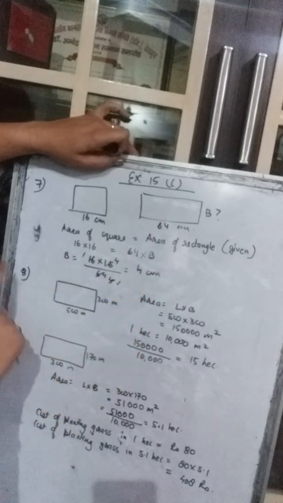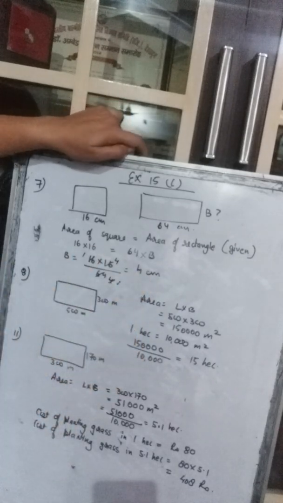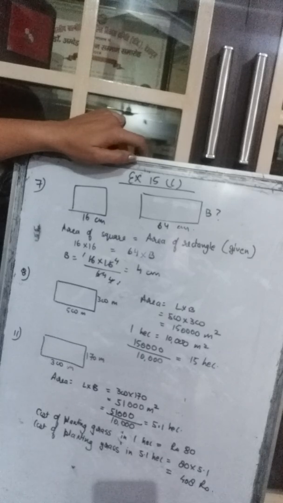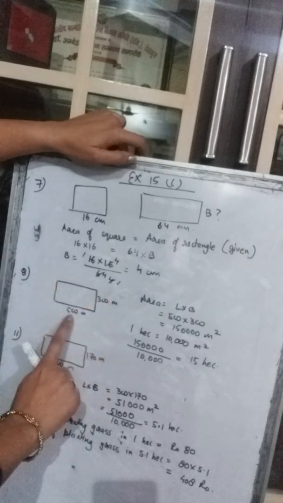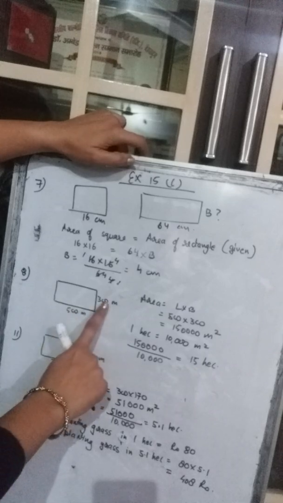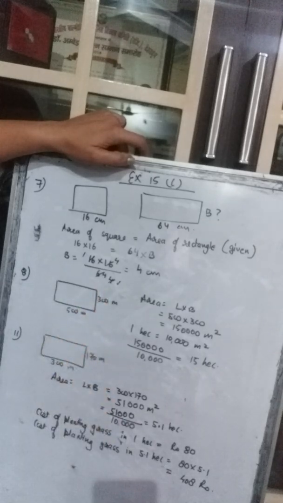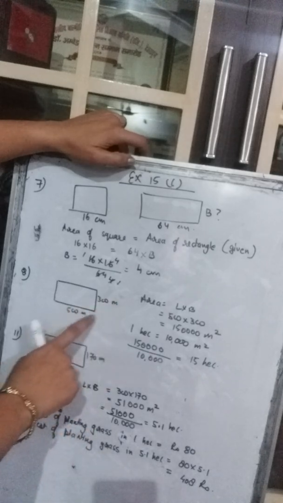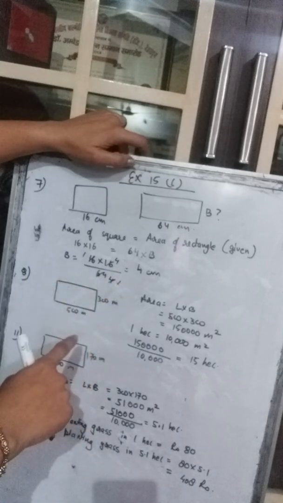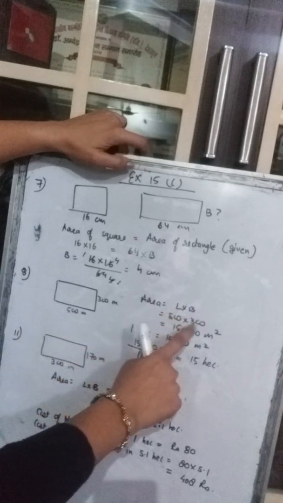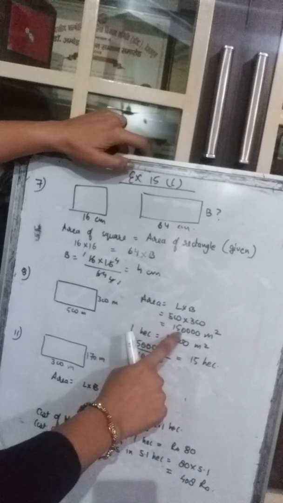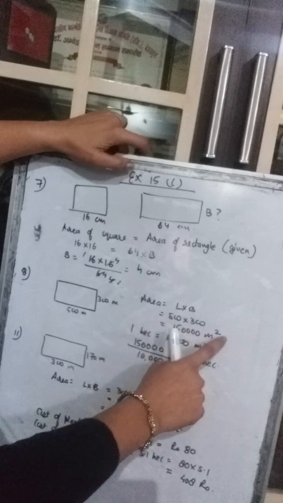Now we come to the 8th question. It says a plot of land measures 500 meter by 300 meter. So that means it is the shape of a rectangle where the length is 500 meter and the breadth is 300 meter. Now they are saying find its area in hectares. So let's find out the area first in meter, then in hectare. So what is the area? Length into breadth. 500 into 300, that gives you 150,000 meters square.